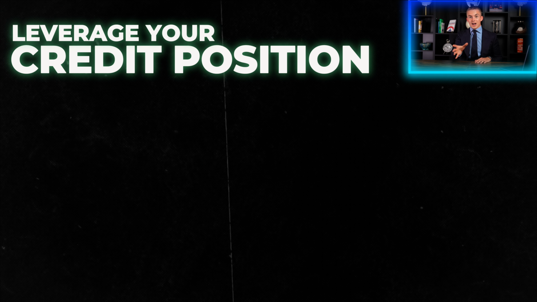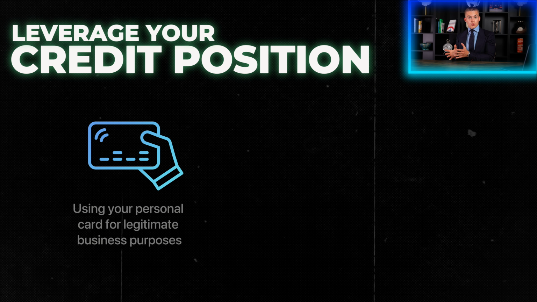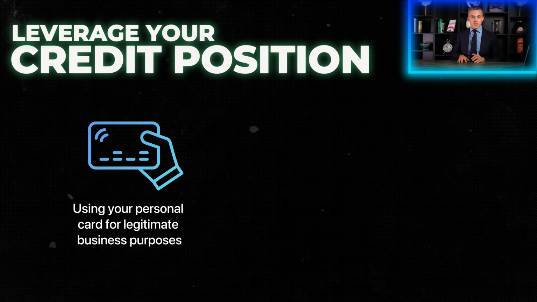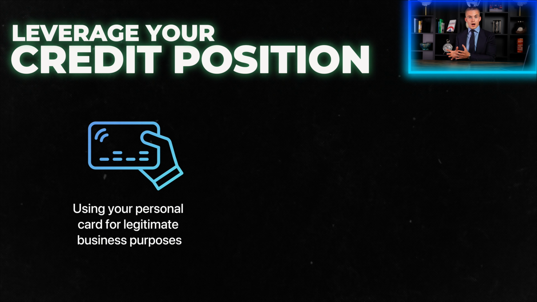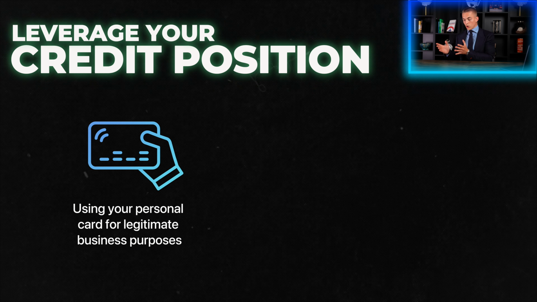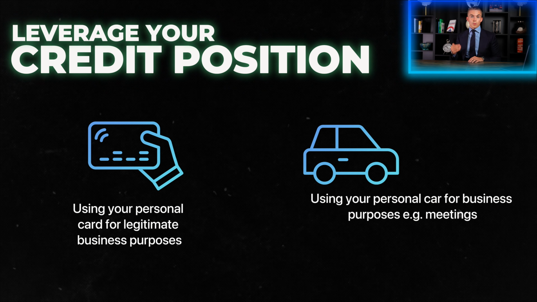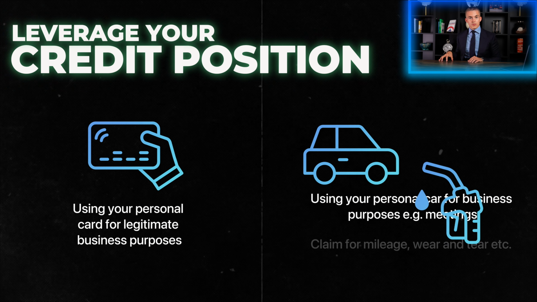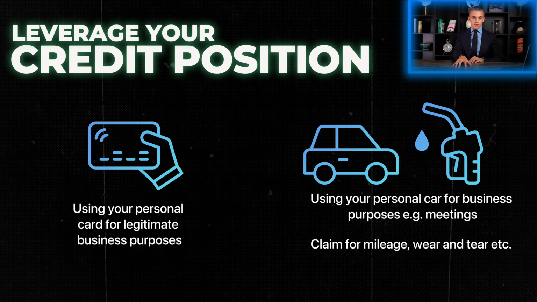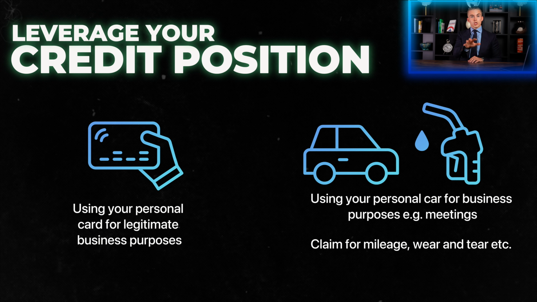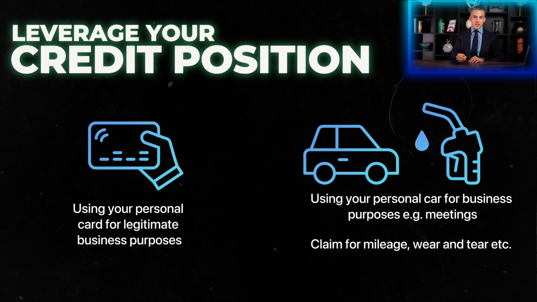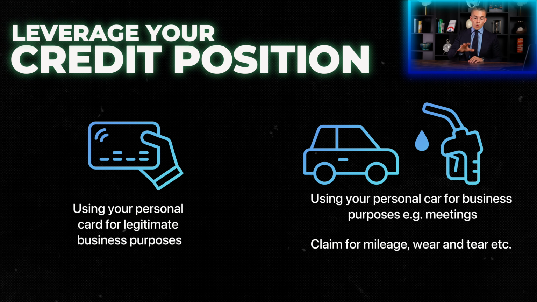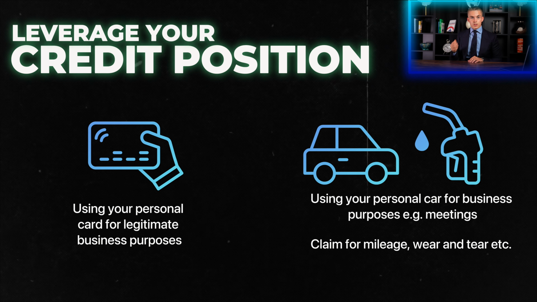Another example to benefit you personally and in the company is reimbursing yourself tax-free. Let's say you use your personal card for legitimate business expenses. The company owes you that money back. Let's use another example. You've got a personal car that you are taking on business trips. You can claim wear and tear of your personal vehicle at 45 pence a mile for the first 10,000, 25 pence thereafter, meaning that you can reimburse yourself whatever the value is of those transactions tax-free.